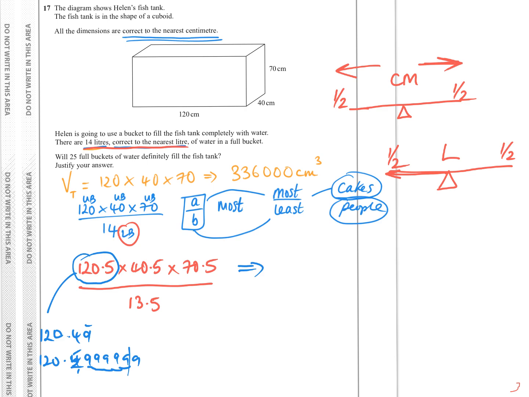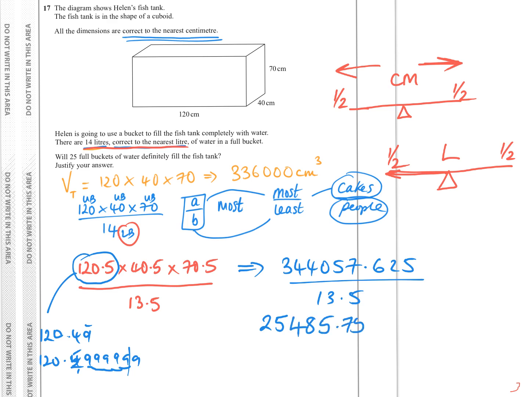So we can do that on the calculator. 120.5 times 40.5 times 70.5 gives me 344,057.625, divided by 13.5. That gives me an answer of 25485.75. So let's have a look.